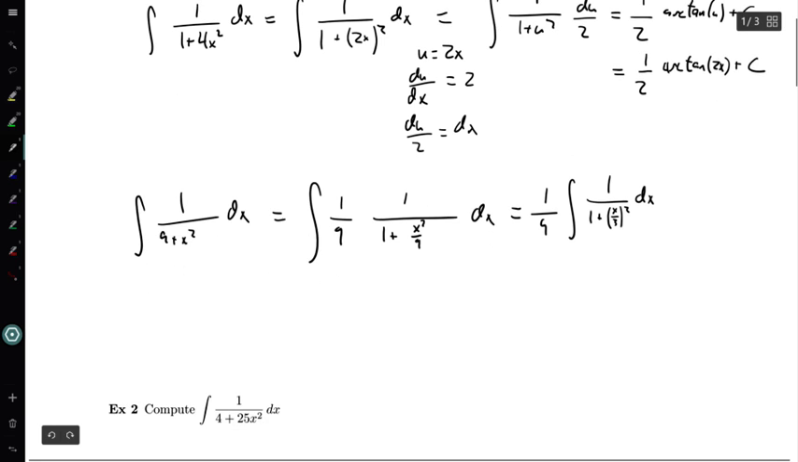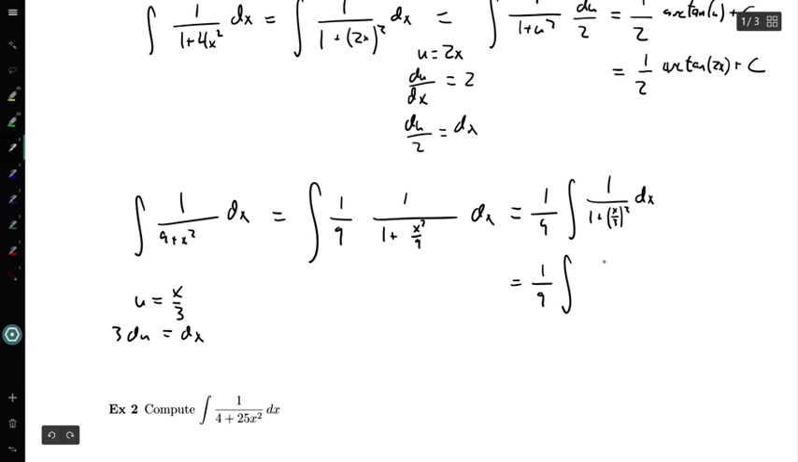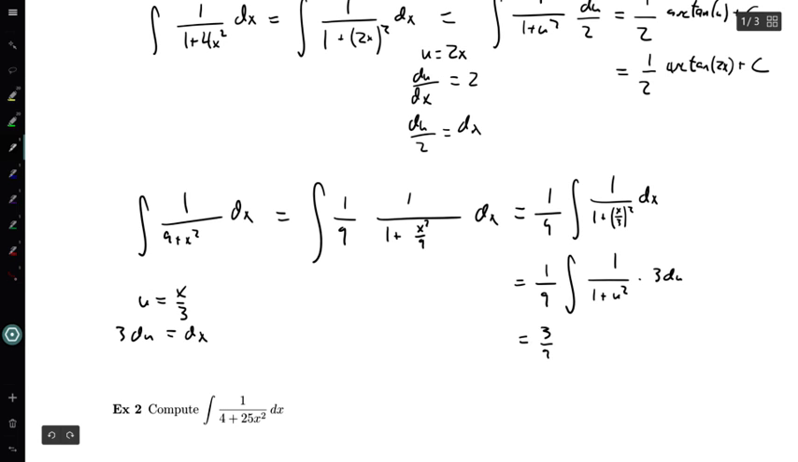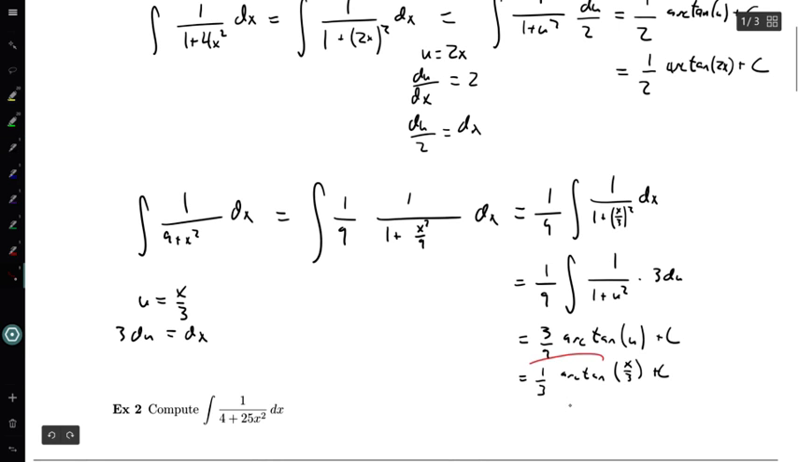Now I want to play the same trick. I want to let u equal this x over 3 in order to make my integrand 1 over 1 plus u squared. So doing that, u equals x over 3 is going to tell me that du times 3 equals dx. And so we can have 1 over 9 here, where we have the integral of 1 over 1 plus u squared. We're going to replace dx by 3 du. And so we get 3 over 9 times arctan of u plus c. And 3 over 9 is 1/3. Arctan of u is x over 3 plus c. And we have here our antiderivative.